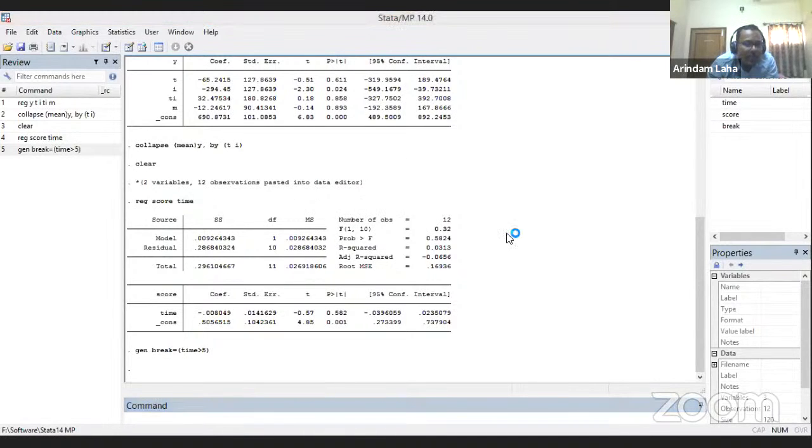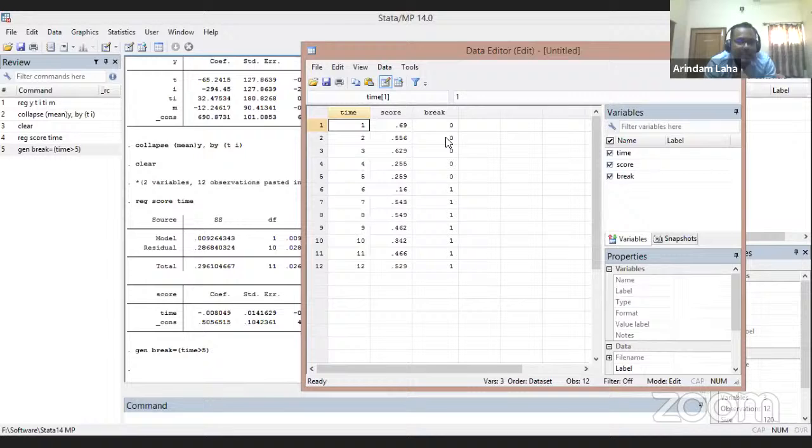So please see your data editor. Initially we have only two variables, time and score. Now they are generating one additional variable, break. What does 0 1 0 1 mean? When time is greater than 5, what does it mean? After the Andhra crisis, 2010 onwards. So from 2010 onwards we have the value 1, and before 2010, that means up to 2009, you have 0.